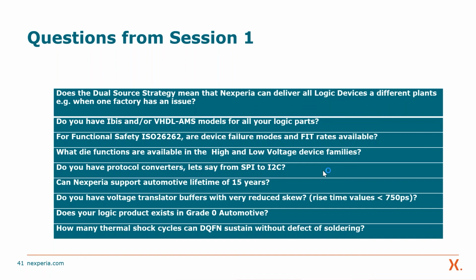The next one, do you have voltage translator buffers with very reduced skew, rise time values less than 750 picoseconds? Javed, Christian, would you like to address that one? Well, smaller than 750 picoseconds we don't have. Rise time values, yeah. It seems pretty fast, and then the skew between channels in particular would be very fast. So, yeah, that would be an interesting question.